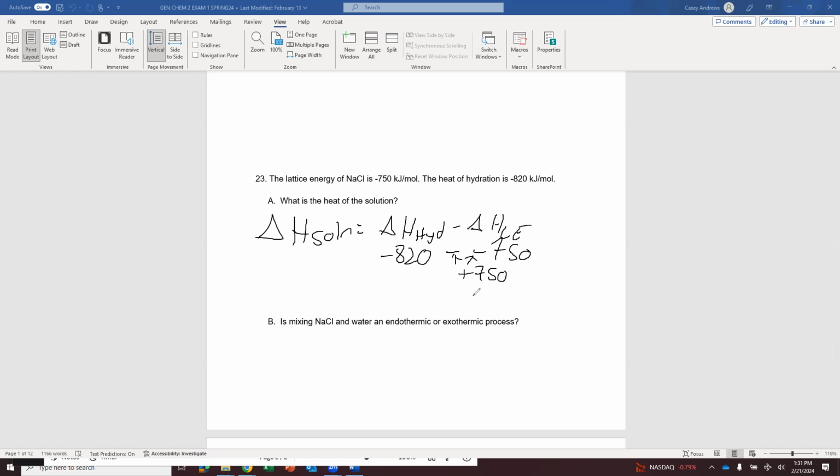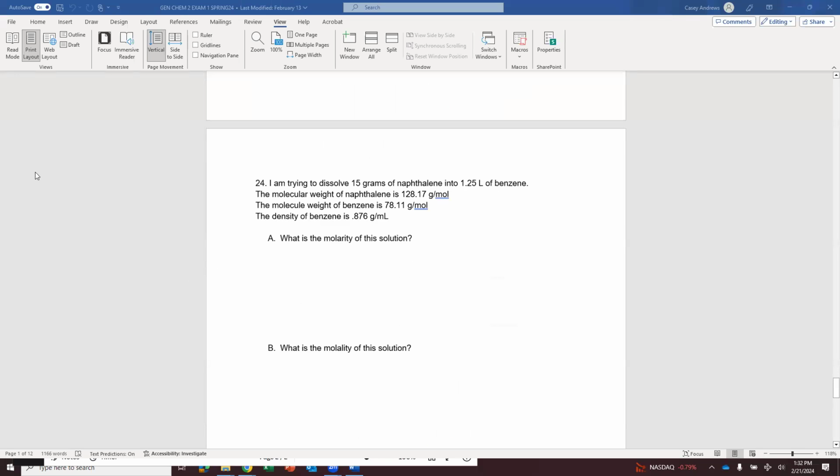So minus 820 plus 750 is negative 70 kilojoules per mole. And if your heat's negative, that means you're releasing heat. That's an exothermic process. All right, 24.